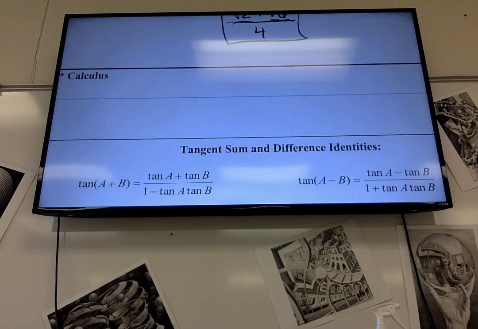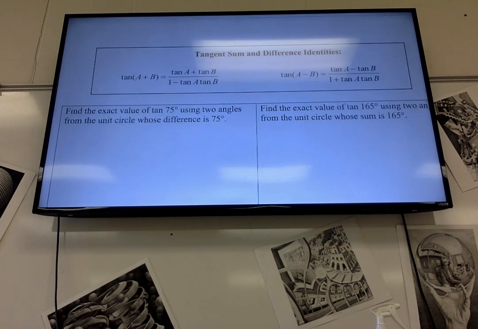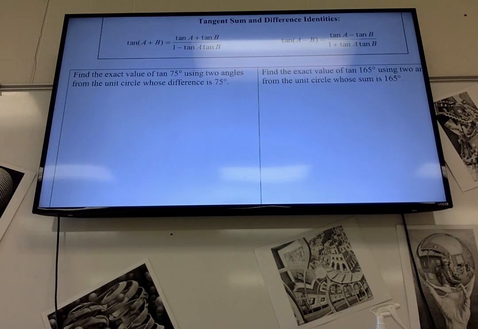All right. Next, tangent sum and difference identities. There's 2 of these, just like there was with the other one. Again, notice this one's 2 you add together, and this one's 2 you subtract. We're trying to find the tangent of 75. So how can I write that and look at your trig chart as 2 numbers each? Oh, we want difference. So 2 numbers that subtract to give you 75.